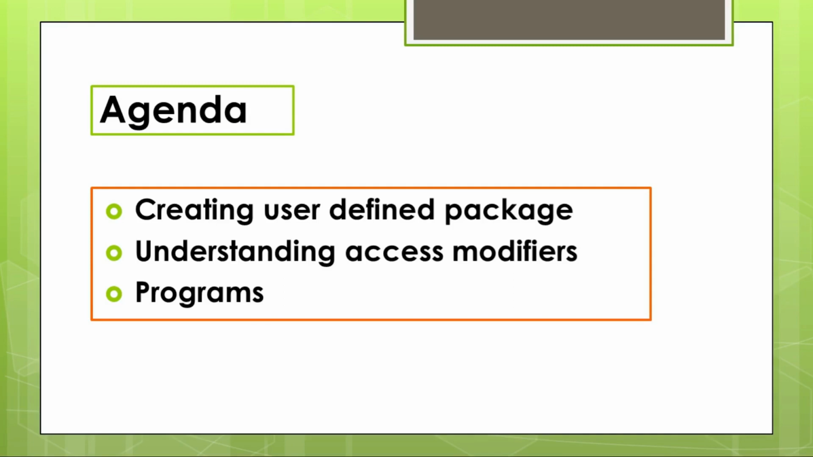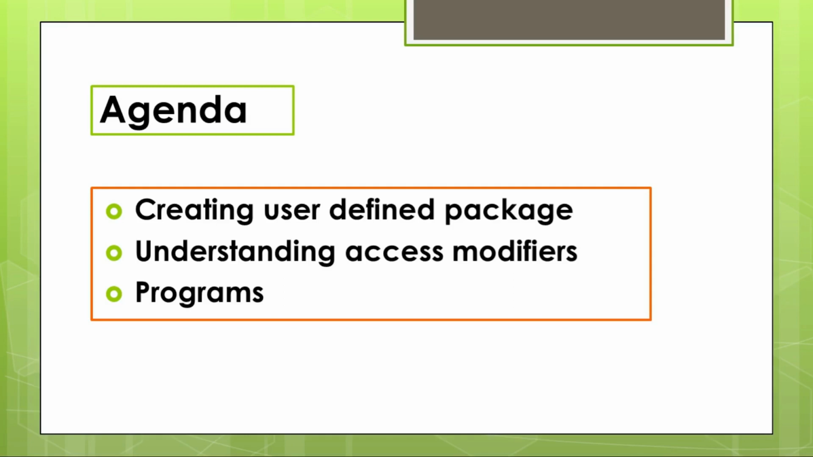Agenda for today: we are going to create user-defined packages, and the second point is very important, understanding access modifiers. So far I haven't talked about anything related to access modifiers. As basic knowledge, you know only 3 points. A class has two things, one is variables and the other is functions. Either a function or a variable can have an access modifier like private, protected, public. These 3 things you already know.